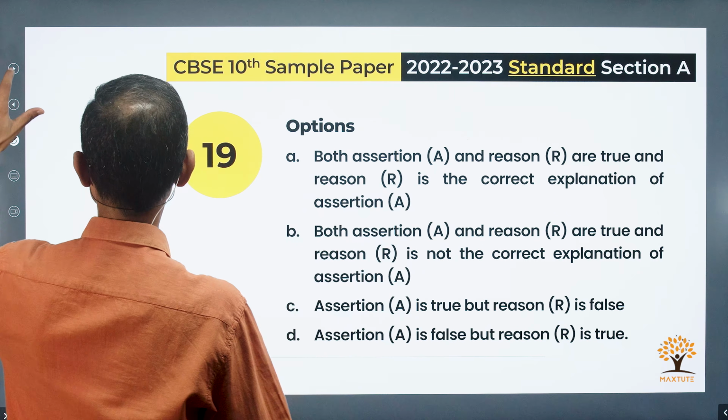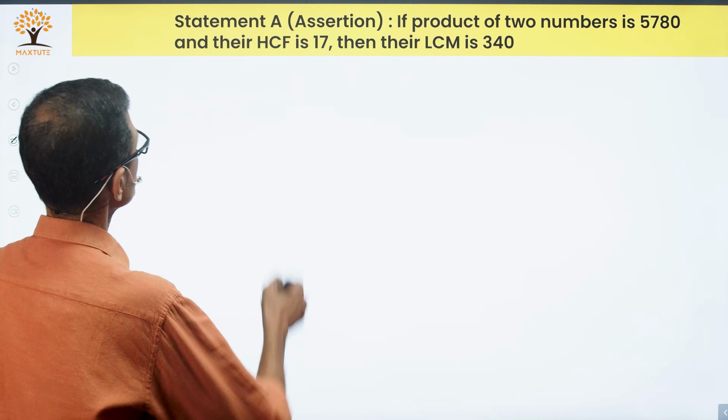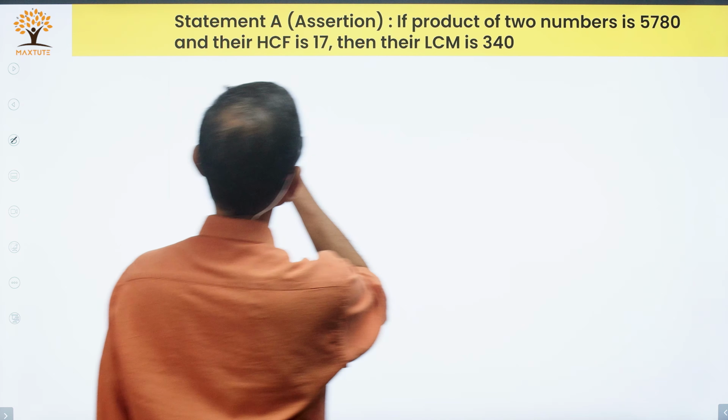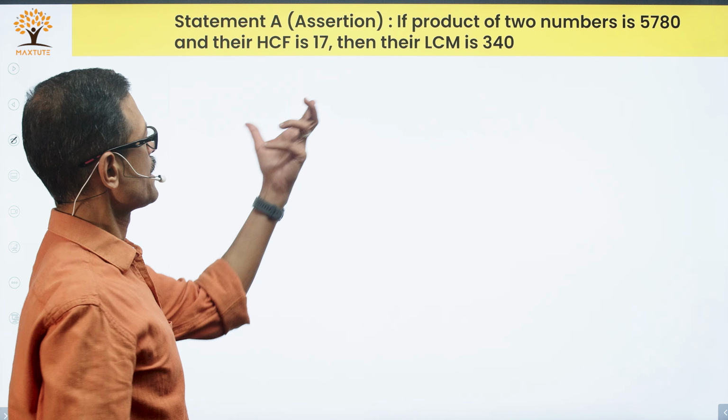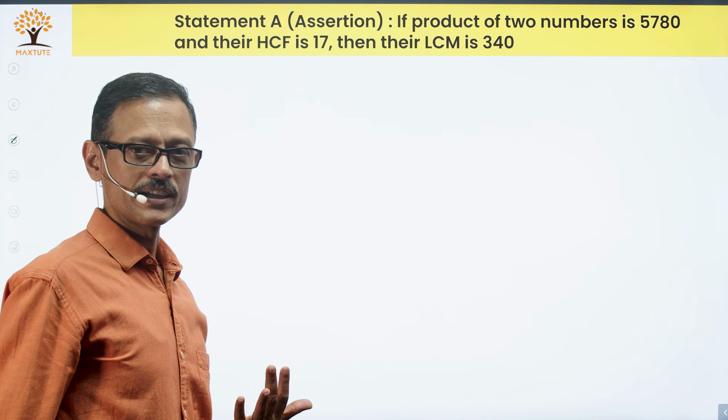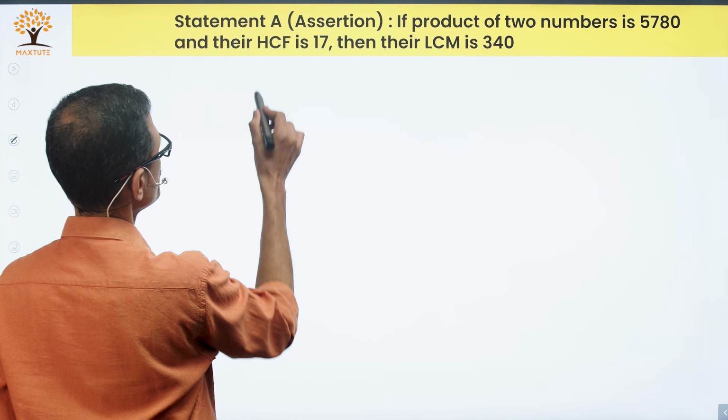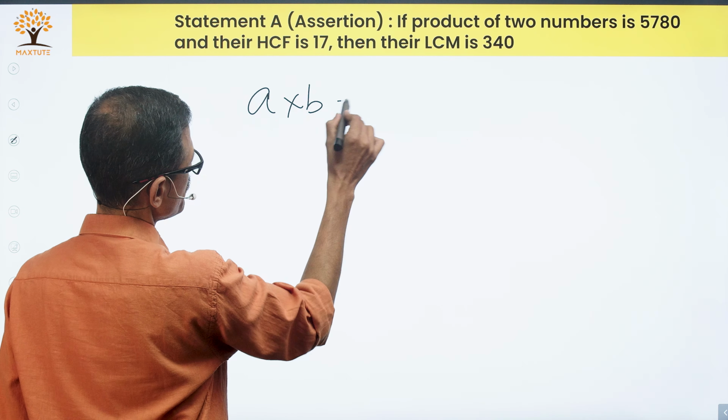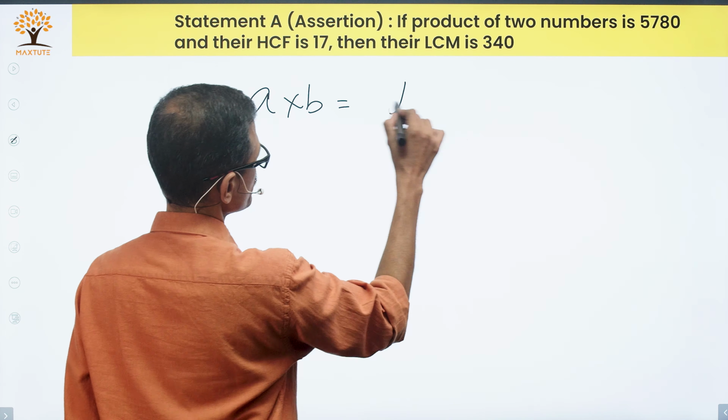Let's start with the assertion given to us. What is the assertion given to us? It is: if the product of two numbers is 5780 and their HCF is 17, then their LCM is 340. We know that if you have two numbers A and B, the product of those two numbers is equal to the product of the LCM and HCF of those two numbers. What is given? The product of the two numbers is 5780. They have said that the HCF of these numbers is 17.